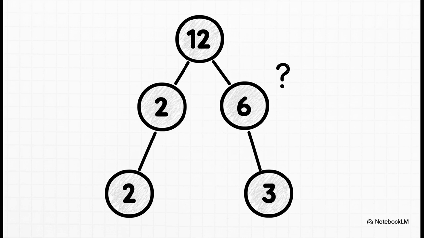Okay, but wait a second. We're not done. Is 6 a prime number? Nope, we can break it down more. So we do it again. What's the smallest prime we can divide 6 by? Well, it's 2 again. And 6 divided by 2 gives us 3.